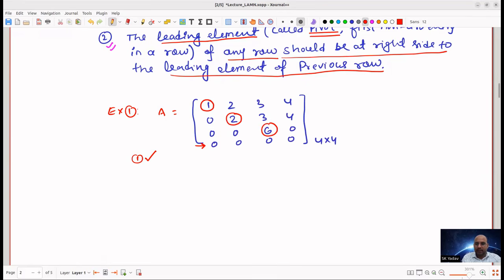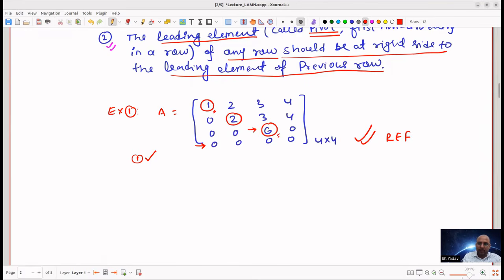And you can easily see in the second row, the leading element is to the right of the leading element of the previous row. In the third row, the leading element is to the right of the leading element of the previous row. And the fourth row has no leading element as it is a 0 row. So this is in REF. Okay. This matrix is in REF.